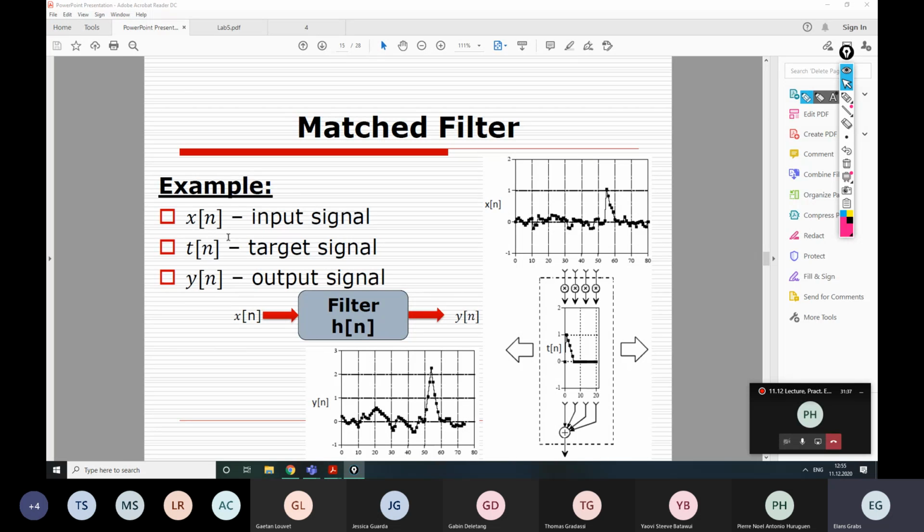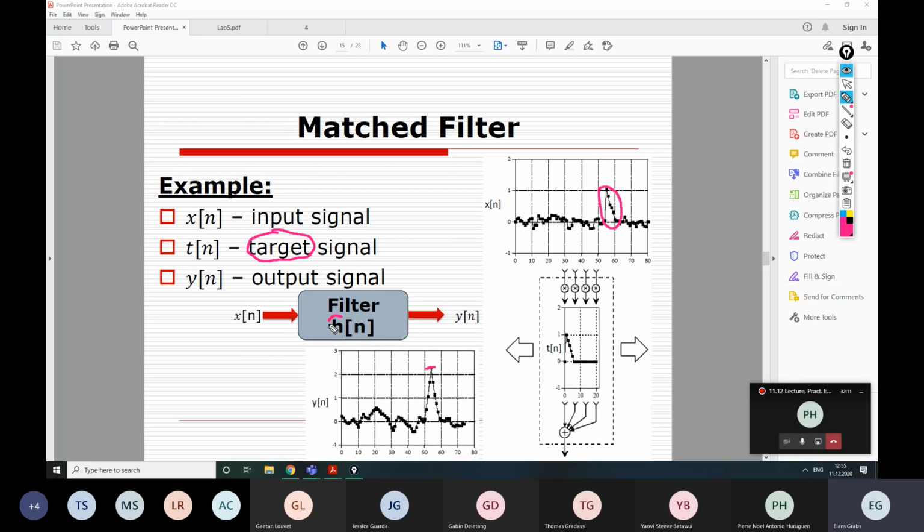We have some input signal, and we have some pattern or target signal, which we need to find in this input signal, right? So we can see with our eyes that this pattern is located here, right? And we have some output signal which must show us the maximum value at the moment when this pattern or target signal is aligned in time with this input signal, right? And that's how this filter works.